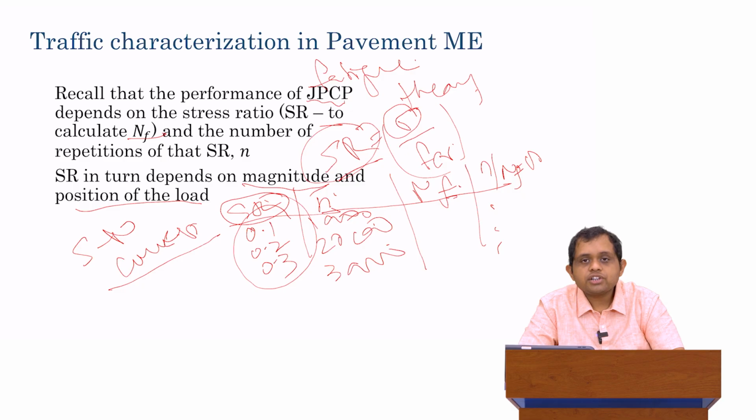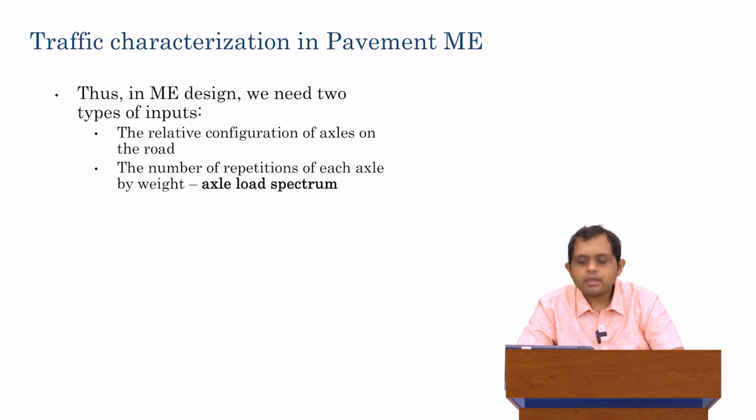That was the edge loading condition, the corner loading condition, and the interior loading condition. And we saw that for JPCP, it's actually the edge loading condition which becomes critical. So it's not just the magnitude of the load which is important, it's also the position of the load. So in calculating stress and thus stress ratio and thus fatigue damage, we need to know not just the magnitude of the load, but also the position, or let me use a different term at this point, the configuration of the load.